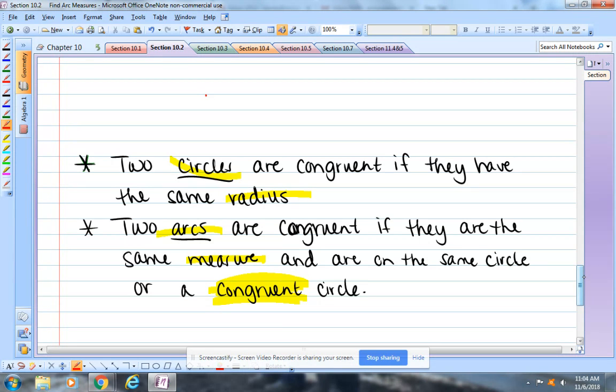And then 2 arcs are congruent if they are the same measure and are on the same circle or a congruent circle. So we will do some more with that probably tomorrow. And that is pretty much the gist of sections 10.1 and 10.2 on circles.